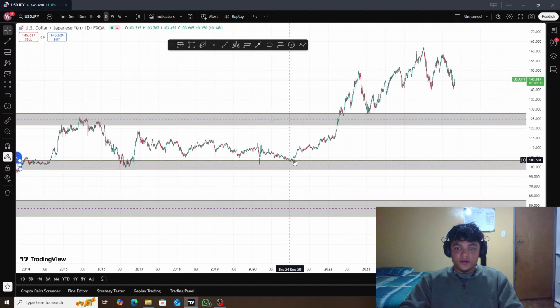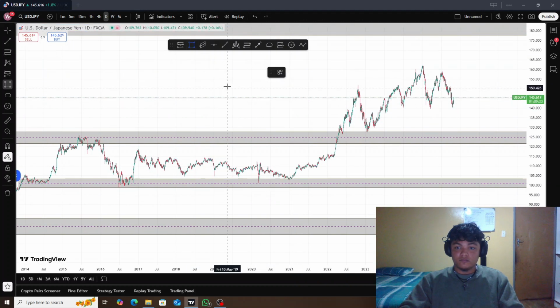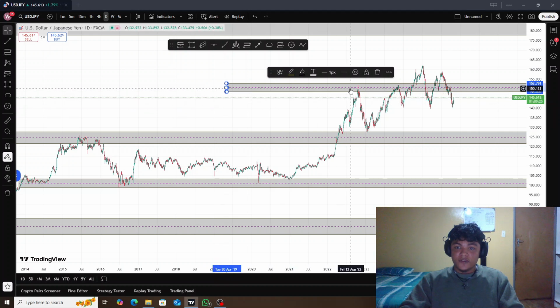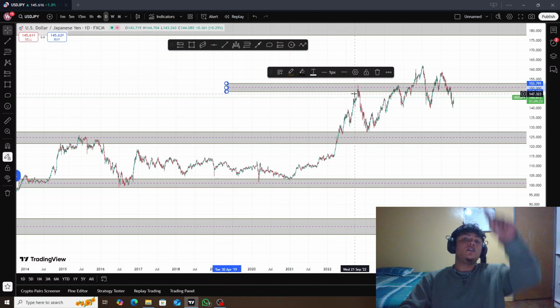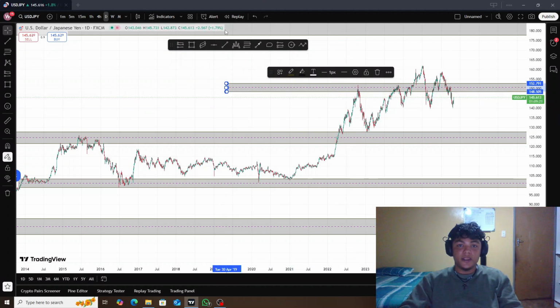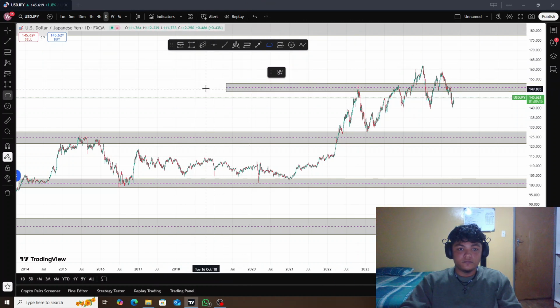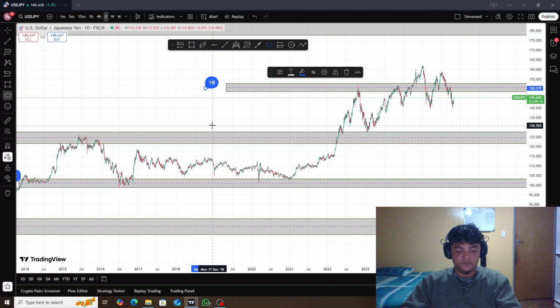And now from here, it broke through the resistance. It broke through the resistance. Now we have a new zone. Because something here stopped the market from going further up. So this would be my new resistance. This would be my new resistance. And this level here would be support.